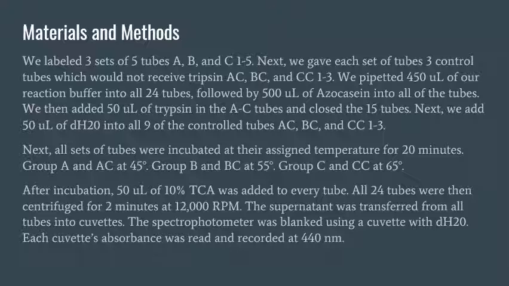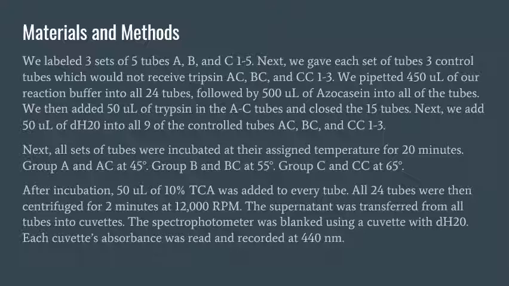We pipetted 450 microliters of our reaction buffer into all 24 tubes, followed by 500 microliters of azocasein into all the tubes. We then added 50 microliters of trypsin in the A to C tubes and closed all 15 tubes. Next, we added 50 microliters of DH2O into all 9 control tubes, AC, BC, and CC 1 to 3.